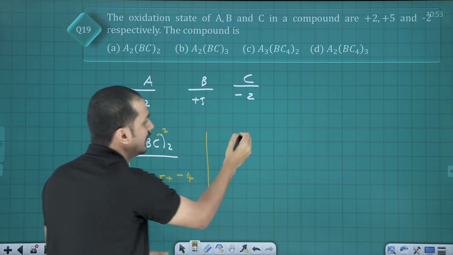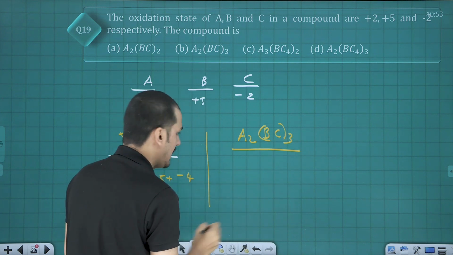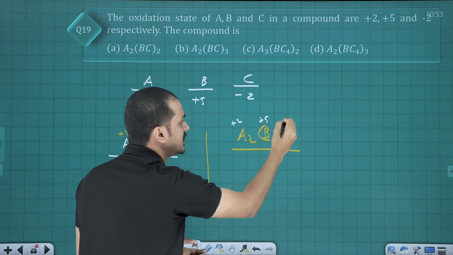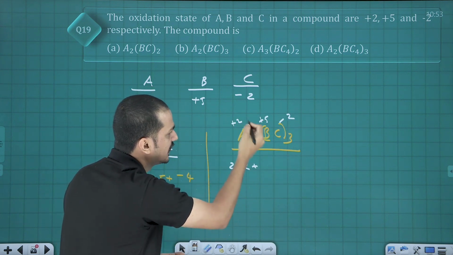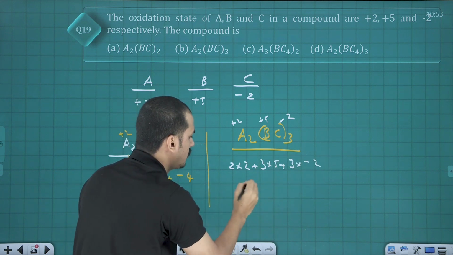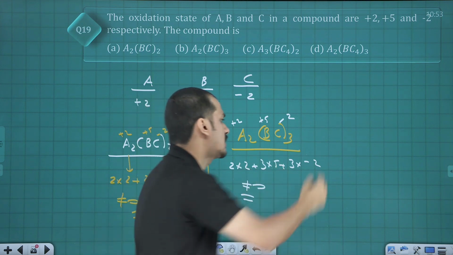Okay. Next one, A2BC3. A2BC thrice. A is plus 2, A is plus 2, B is plus 5, C is minus 2. Just multiply and find out the answer. 2 into 2 plus 3 into 5, okay, plus 3 into minus 2. It is not equal to 0. So that molecule also does not exist because for a molecule, total oxidation state should be 0.